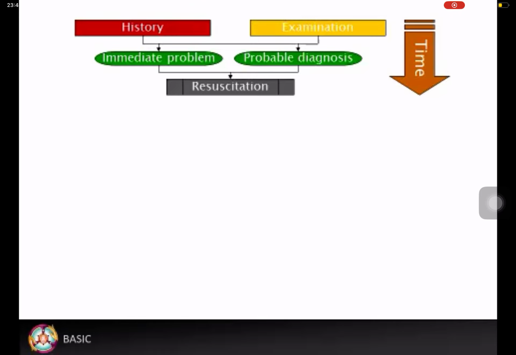Ultimately, you want to take a full history and carry out a complete examination. But this process is broken down into multiple steps. So initially, you just take enough history and carry out a brief examination to determine the immediate life-threatening problem and the probable cause of that problem. Resuscitation should then be started based on that probable cause. There's often insufficient time to be certain of the cause prior to starting resuscitation.